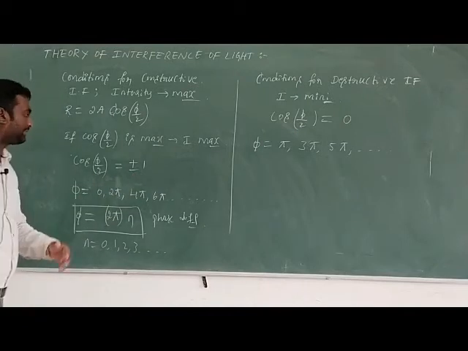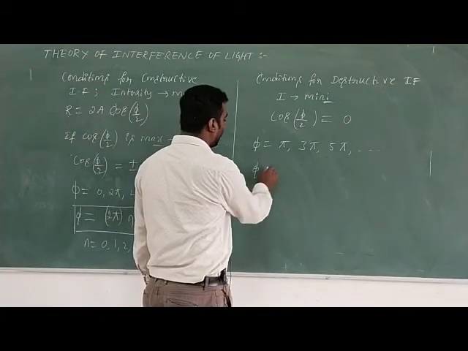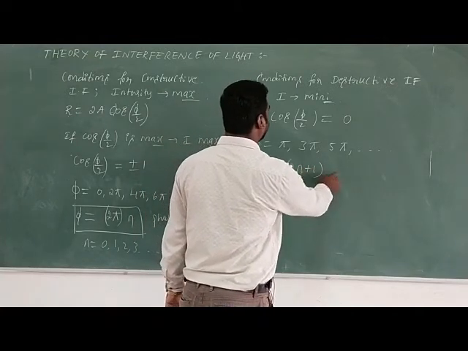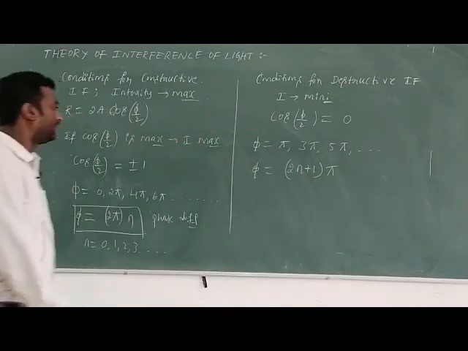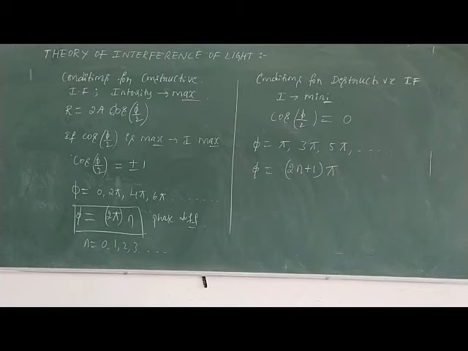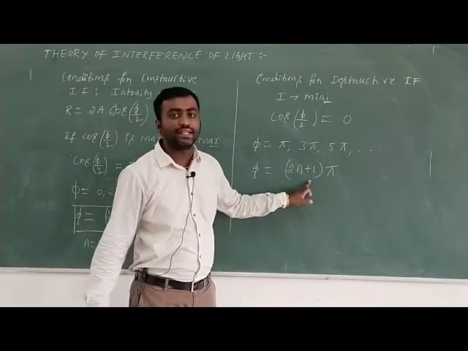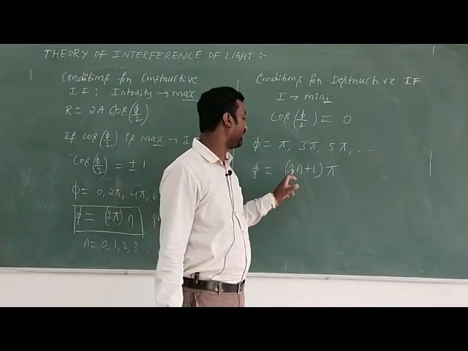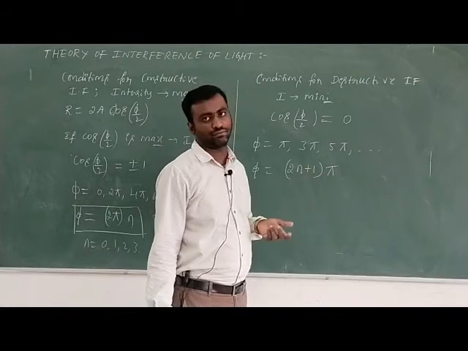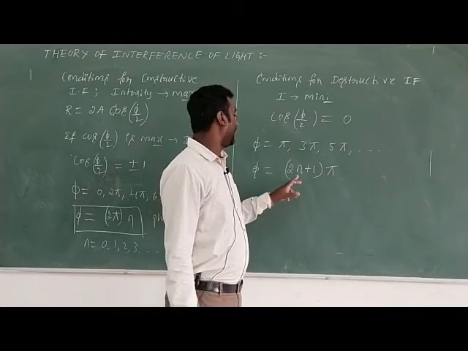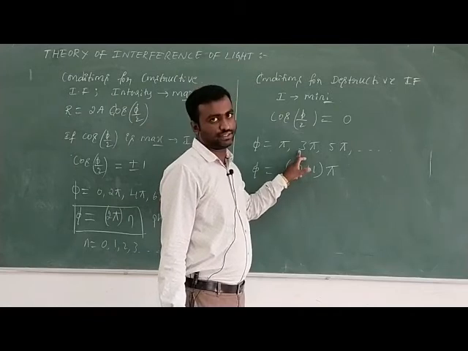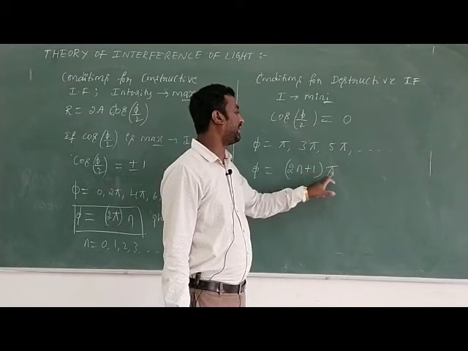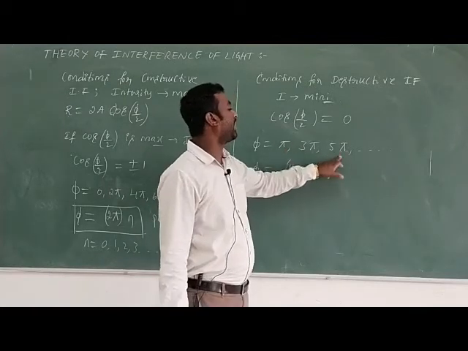So now how to write this? The pi values can be written, for odd integers, as 2n plus 1 multiplied by pi. Why? Because I have taken 2n plus 1, which means odd multiples. For example, 2 into 2 is 4 plus 1 is 5. An even number does not exist here, only odd numbers. 3 twos are 6 plus 1, 7 pi. So like that it continues: 3 pi, 5 pi, 7 pi and so on.